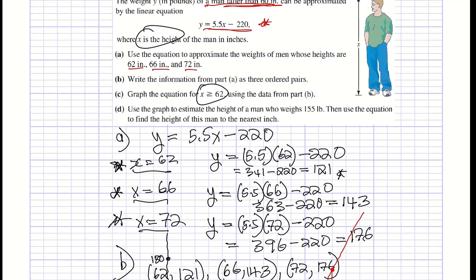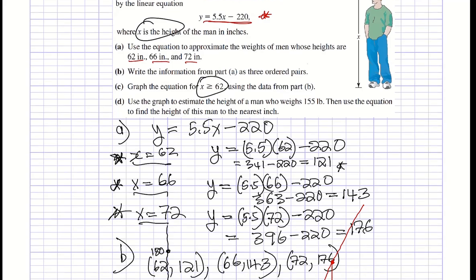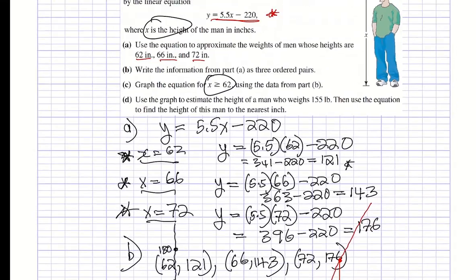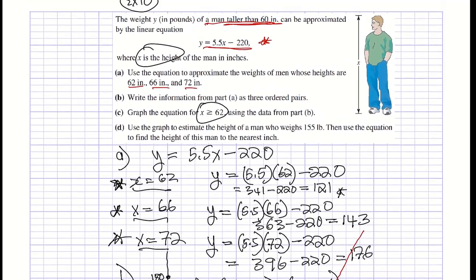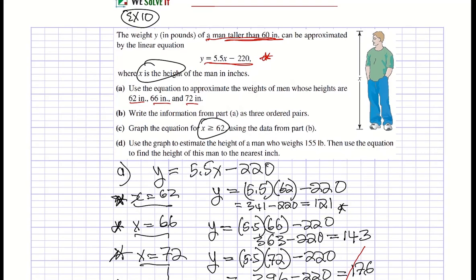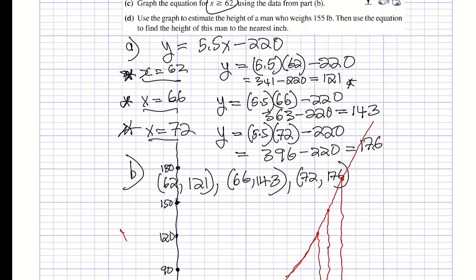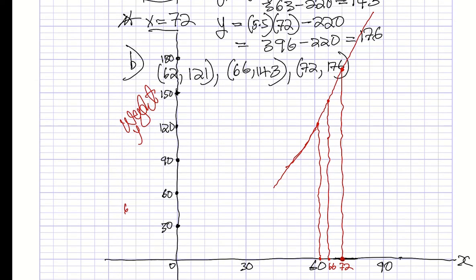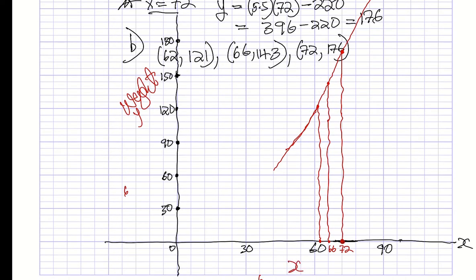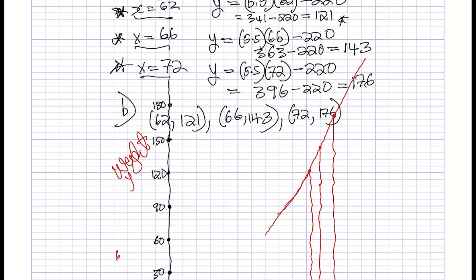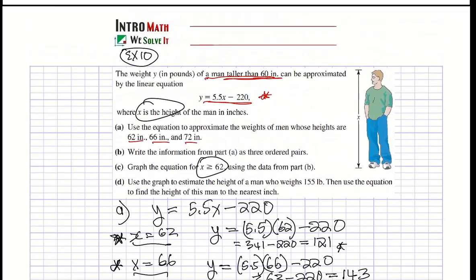So where is that? What does it say? It says, use the graph to estimate the height of a man who weighs 155 pounds. Remember that X is height, Y is weight. Y is weight, and X is height. Remember that.